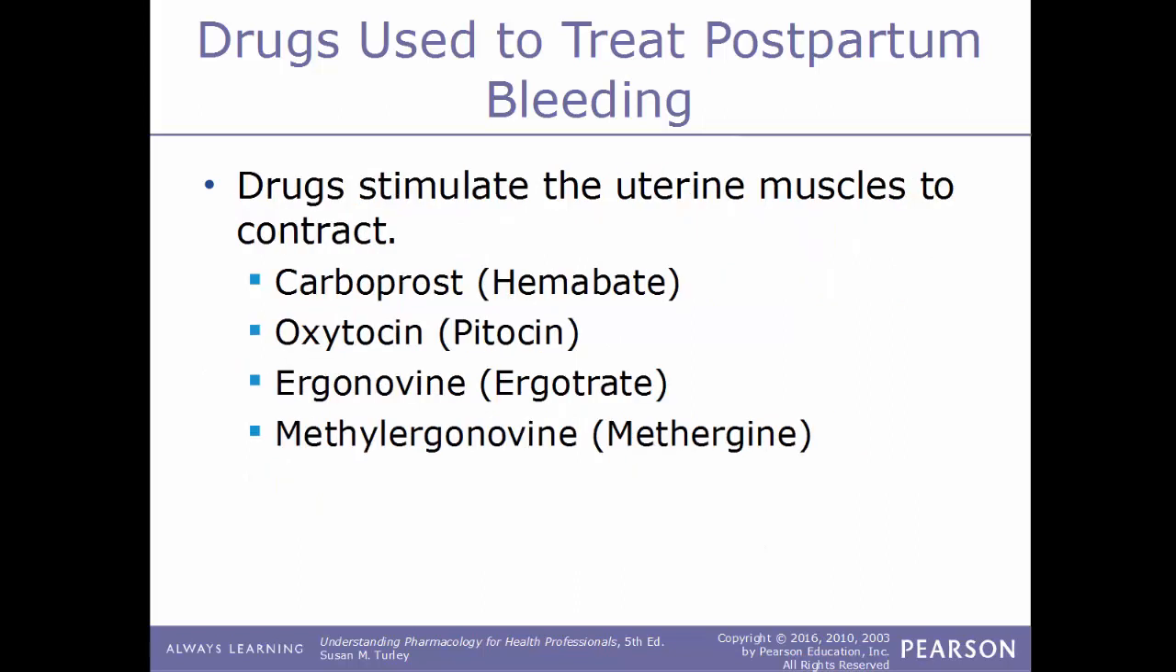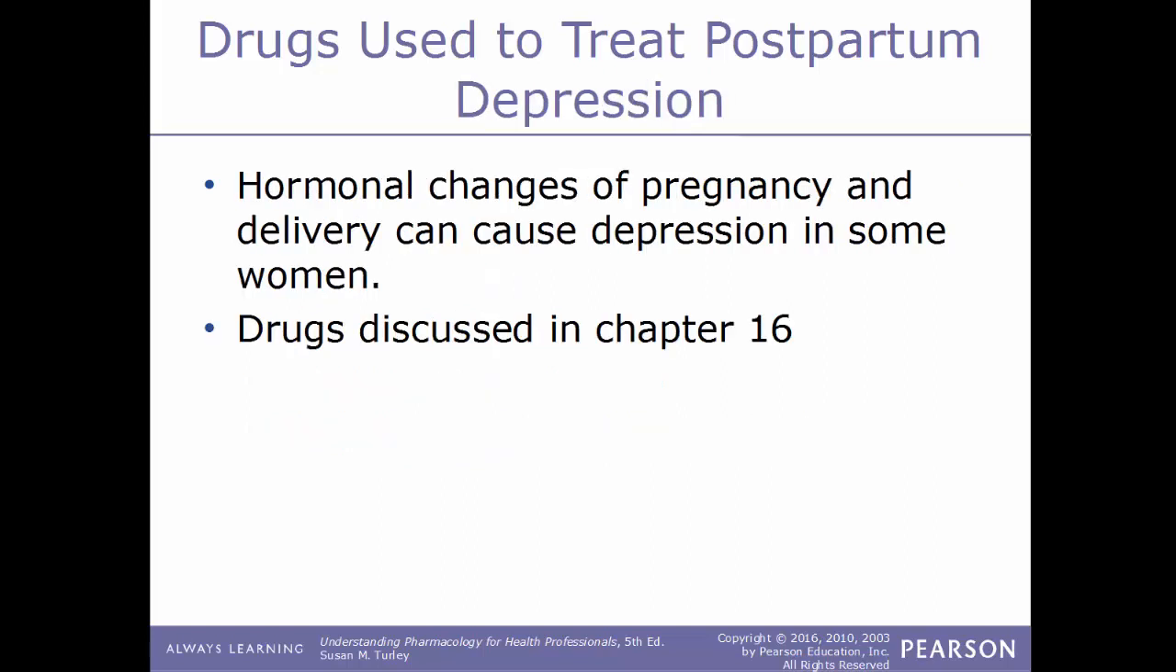Now drugs that are given to treat postpartum bleeding stimulate the uterine muscles to contract. Some examples of these kinds of drugs would include carboprost, which is also known by the trade name Hemabate, oxytocin, also known by the trade name Pitocin, ergonovine, also known by the trade name Ergotrate, and methylergonovine, known by its trade name Methergine. Now we'll talk about drugs that are used to treat postpartum depression.